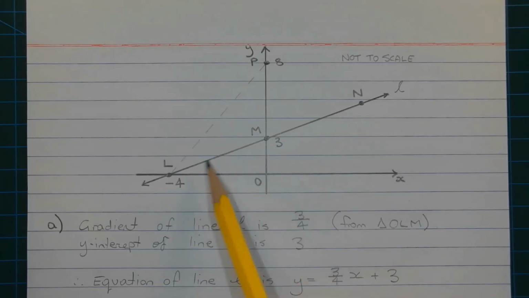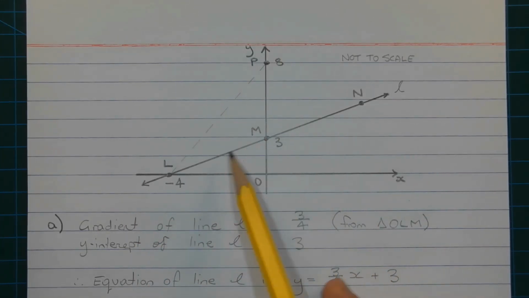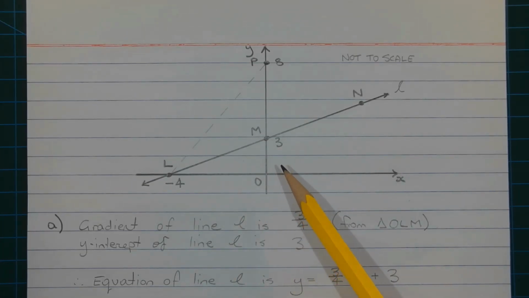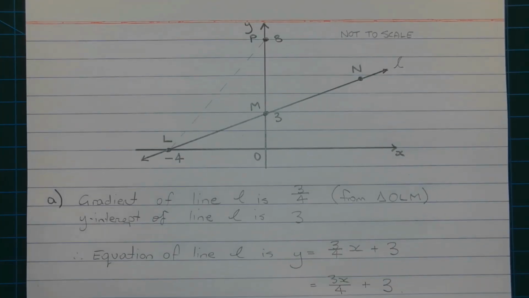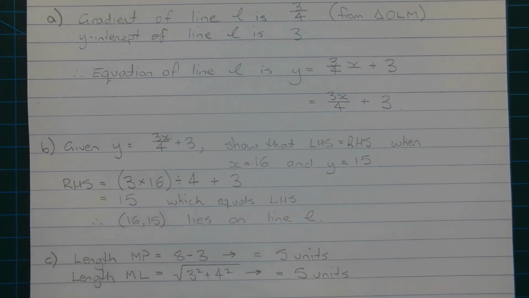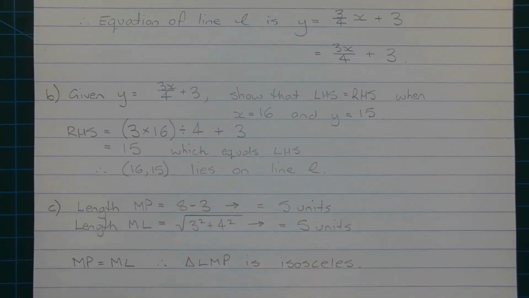Now the length of ML is found by considering the right-angled triangle OLM, since the y-axis and the x-axis are at right angles to each other. Now the interval LM is the hypotenuse of this right-angled triangle, and the lengths of the two short sides are 3 and 4. So using Pythagoras' theorem, the length ML is equal to the square root of 3 squared plus 4 squared, which equals 5 units.